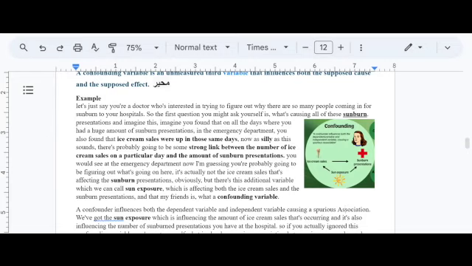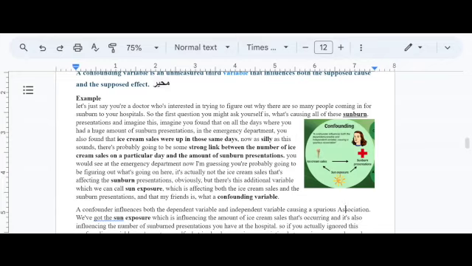So the first question you might ask yourself is, what's causing all of these sunburn presentations? And imagine this. Imagine you found that on all the days where you had a huge amount of sunburn presentations in the emergency department, you also found that ice cream sales were up in those same days. Now, as silly as this sounds, there's probably going to be some strong link between the number of ice cream sales on a particular day and the amount of sunburn presentations.